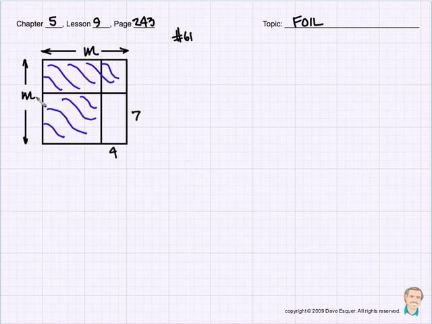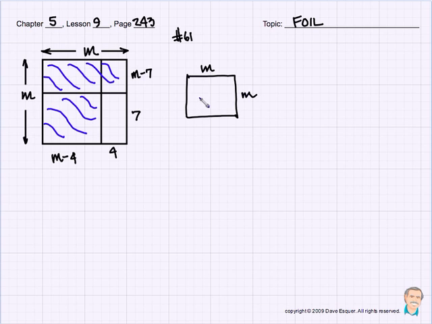So we could do it a couple of different ways. We could say that since this vertical distance is m and this distance here is 7, this must be m minus 7. This distance down here on the bottom, if this is a 4, then this must be m minus 4. And we could find the area of each individual rectangle if we needed to. But an easier way might be to just stare at this for a minute, and let's find the area of the entire box.